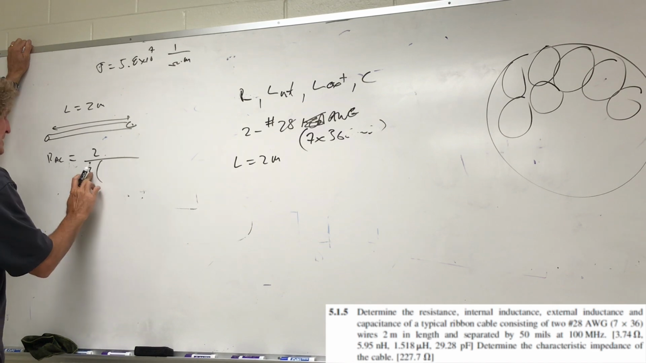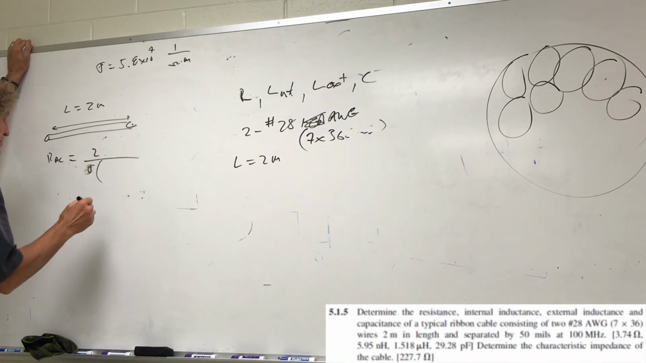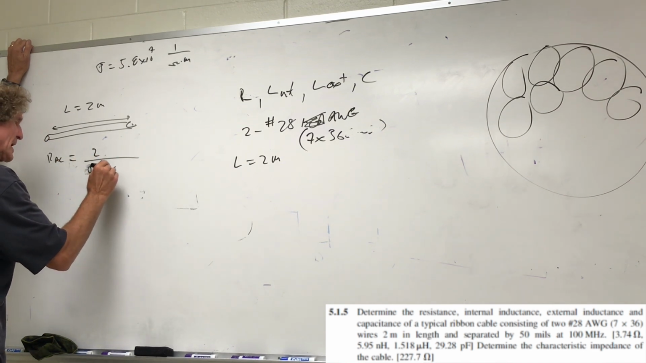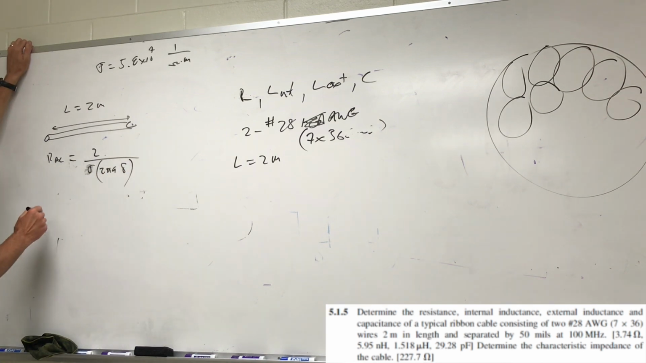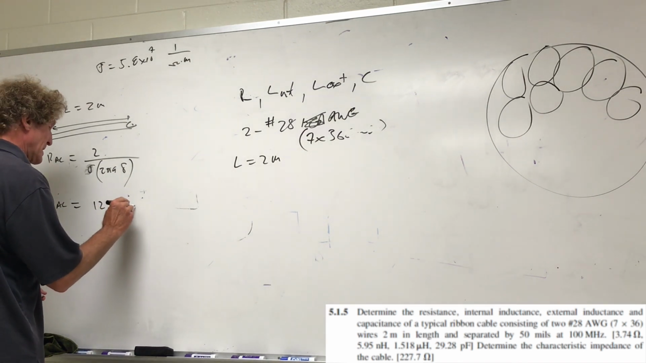So now this is going to be equal to sigma times the circumferential area, or the area the AC current would flow through, and that will be 2 pi A times the skin depth. So what is R_AC for a simple 2 meter long strand? So this is 12.99 ohms.